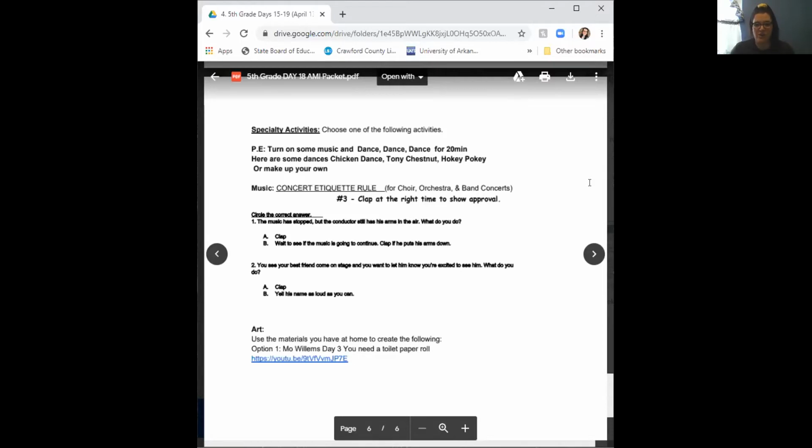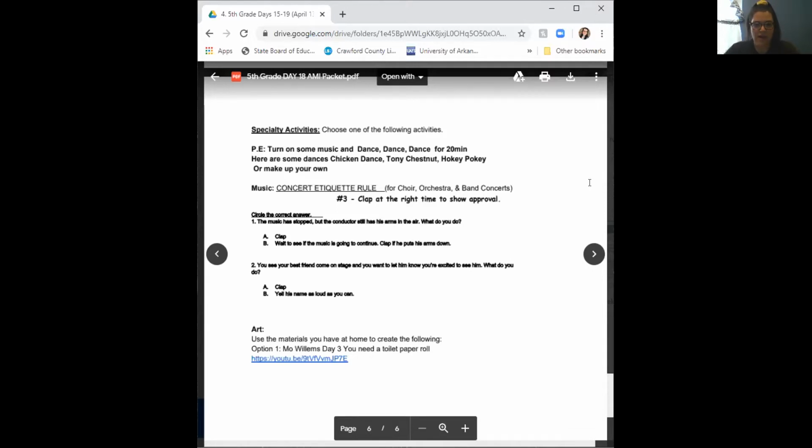So if you choose to do music, it has these 2 questions, and it's like multiple choice. You're going to choose which one is the best answer. Question number 1, the music has stopped, but the conductor still has his arms in the air. What do you do? When the conductor still has his arms in the air, that means that the performance isn't over yet. They're about to keep going. There's just a dramatic pause in the middle of the song. So if the conductor's hands are still up, that means that the performance is not over.